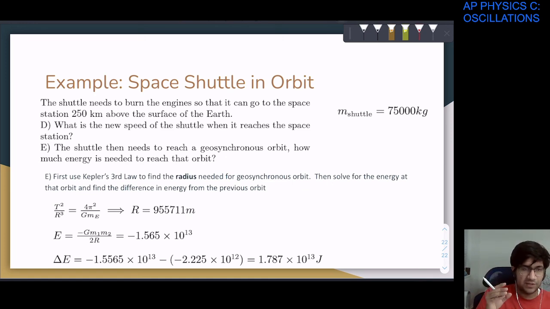There's a specific height above the Earth you have to be at such that your orbiting time is 1 day. So that's what this height is, and this is the energy associated with that orbit. The energy that's needed to reach that orbit is simply the difference between your current energy and the target energy for the geosynchronous orbit. Taking that difference, we end up getting this as our answer.